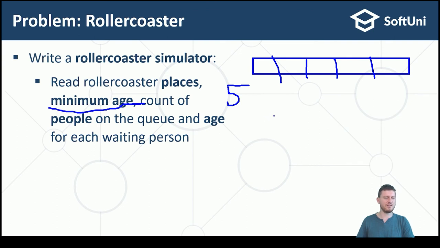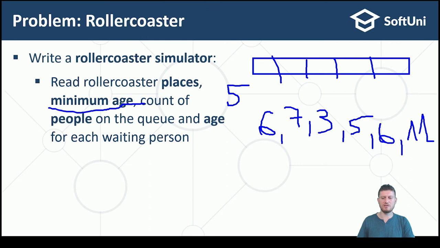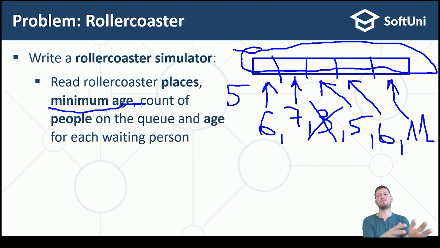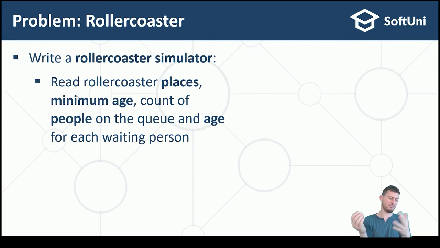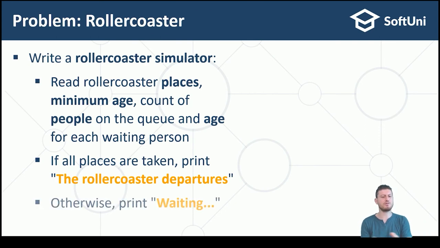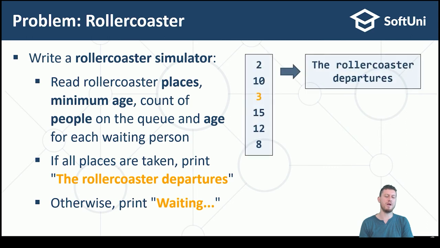And we have a queue of people. For example, 6 years old, 7 years old, 3 years old, 5 years old, 6 years old, and an 11 years old person. So this guy will be here, this will be here. This is not within the age limit, it will wait. And this will take this seat, this will take this seat. And now the roller coaster is full. All the seats are taken by children. So it can run. If all places are taken, it prints the roller coaster departures. Otherwise, it says waiting.